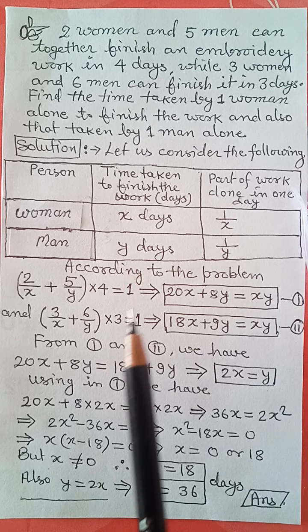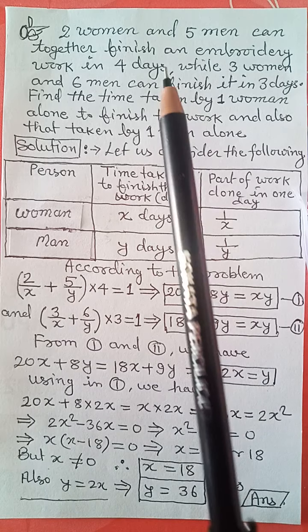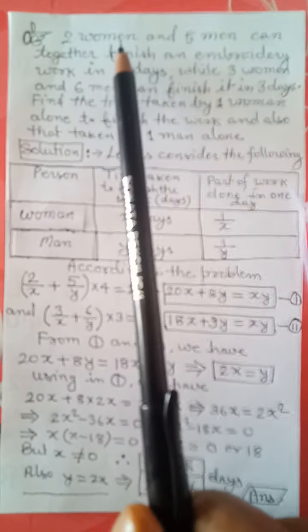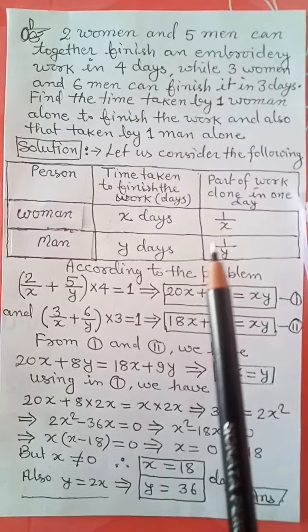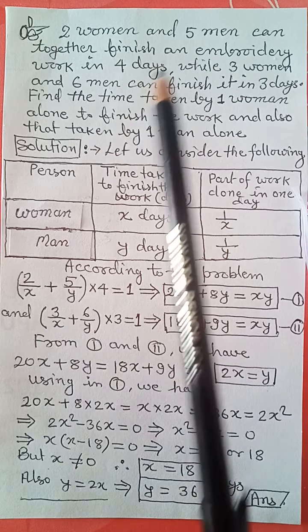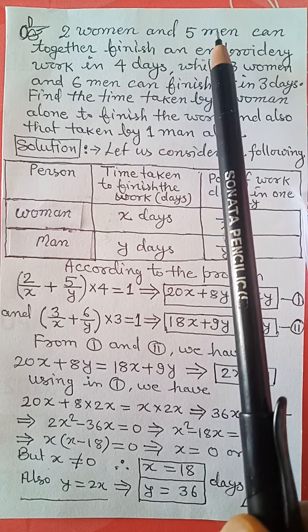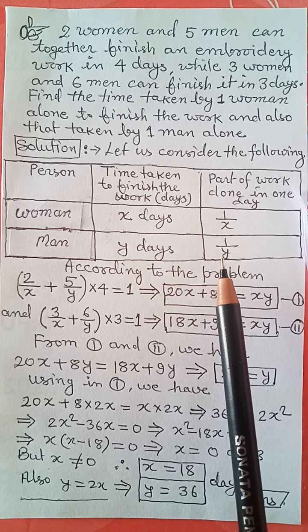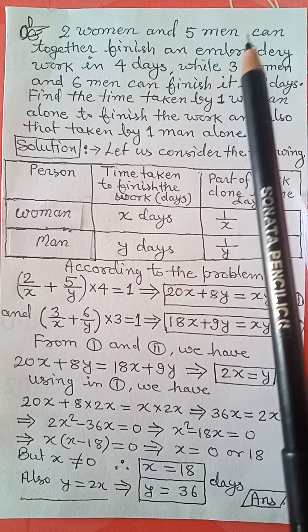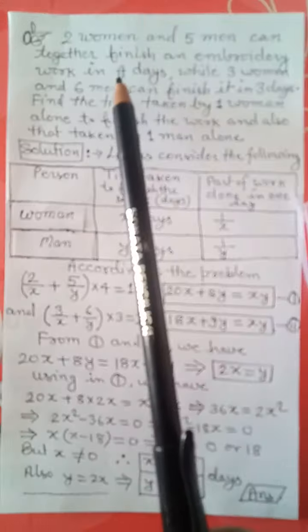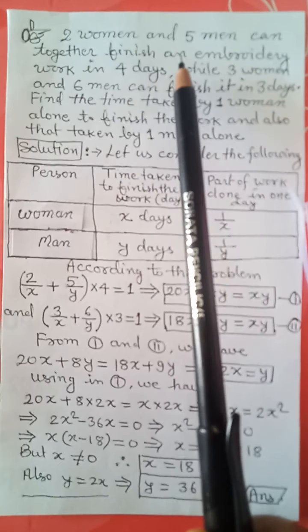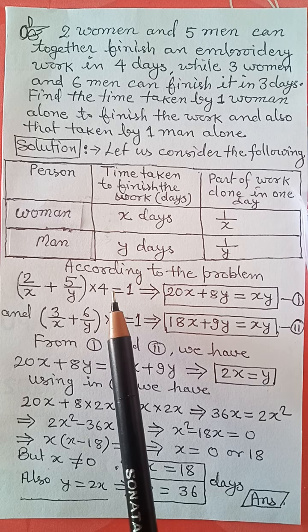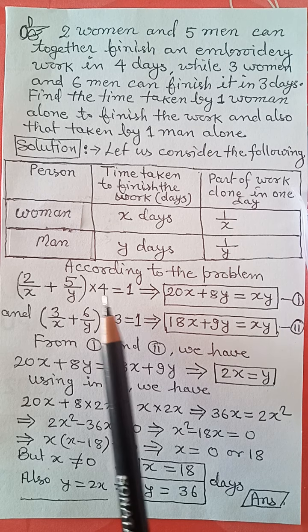Now according to the problem, two women, the work for two women for 1 day is 2 by x, and five men, the work for five men in 1 day is 5 by y. They work together for 4 days to finish the embroidery work. Therefore, (2/x + 5/y) multiplied by 4 is equal to 1. Total work is 1.